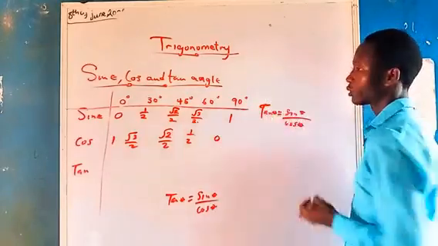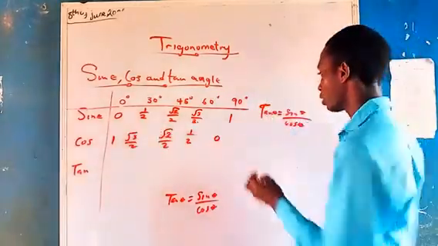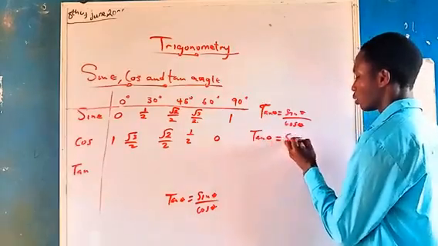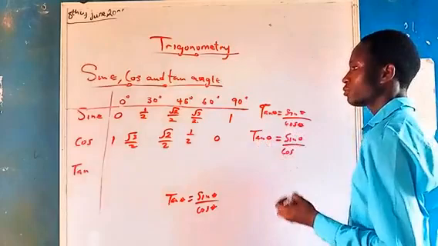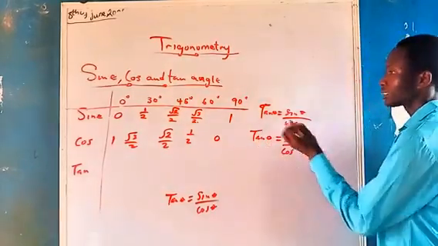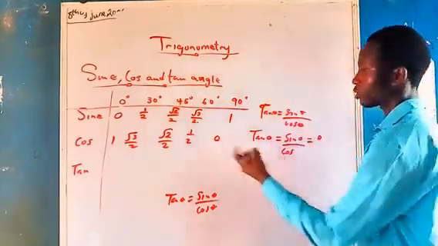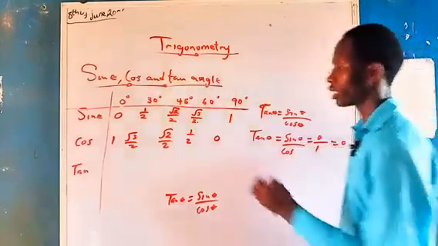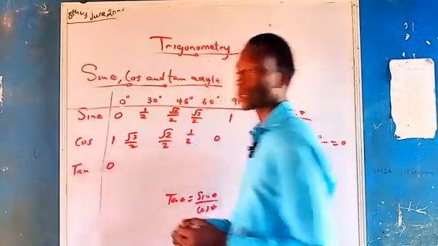Our theta is going to be the angle, which is 0 now. So we're having tan 0 equals sine 0 over cos 0. When we are talking about tan 0, sine 0 is 0. And what about cos 0? That's 1. 0 over 1 equals 0. So that shows our tan 0 is still 0.